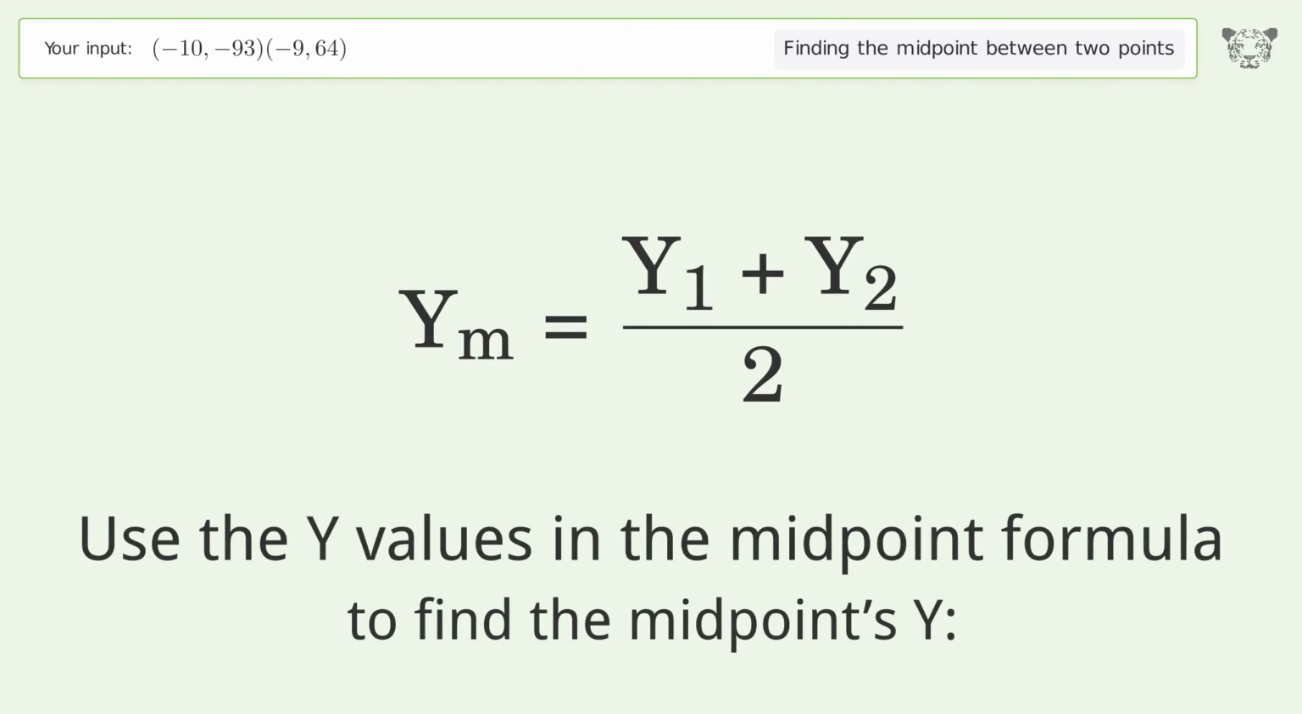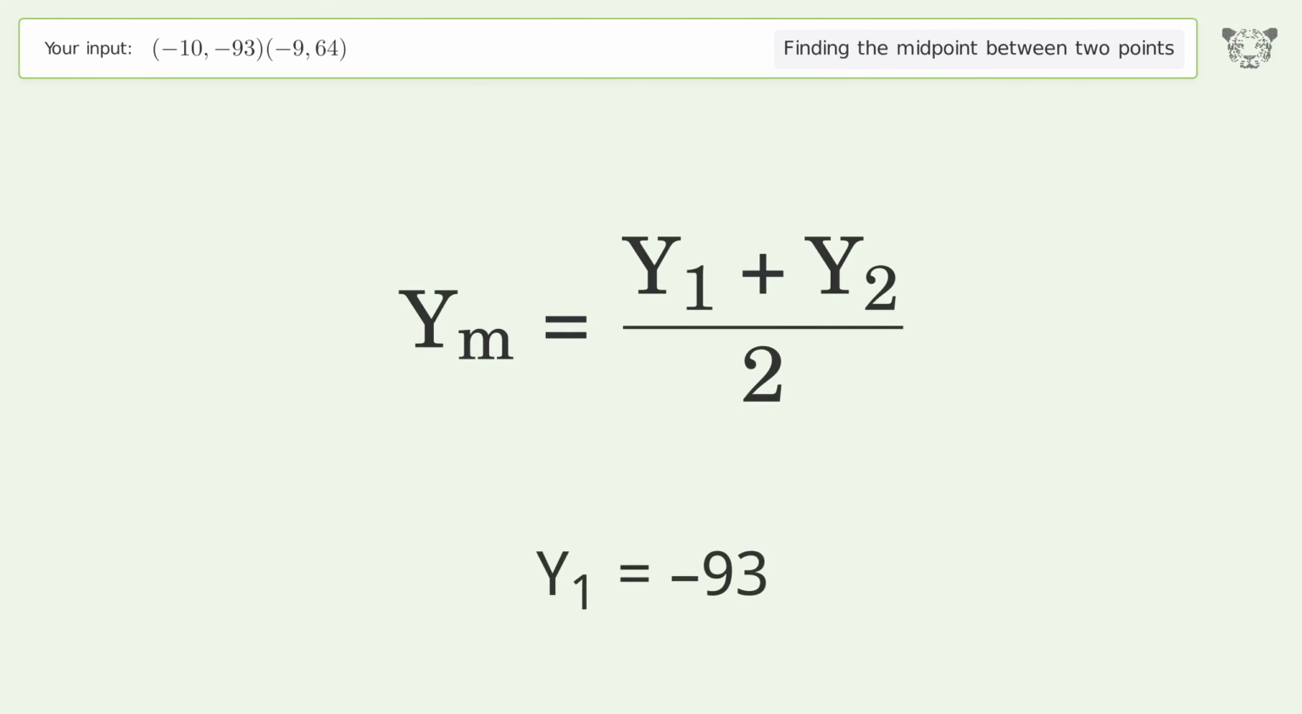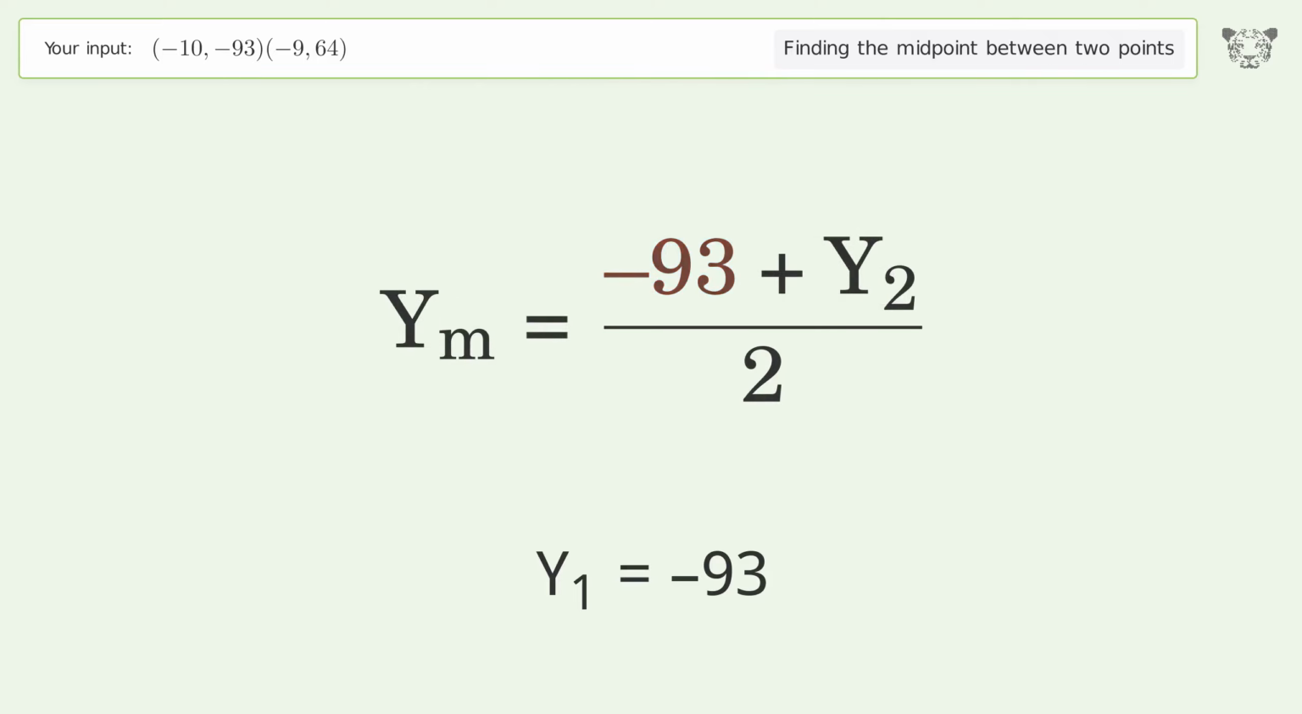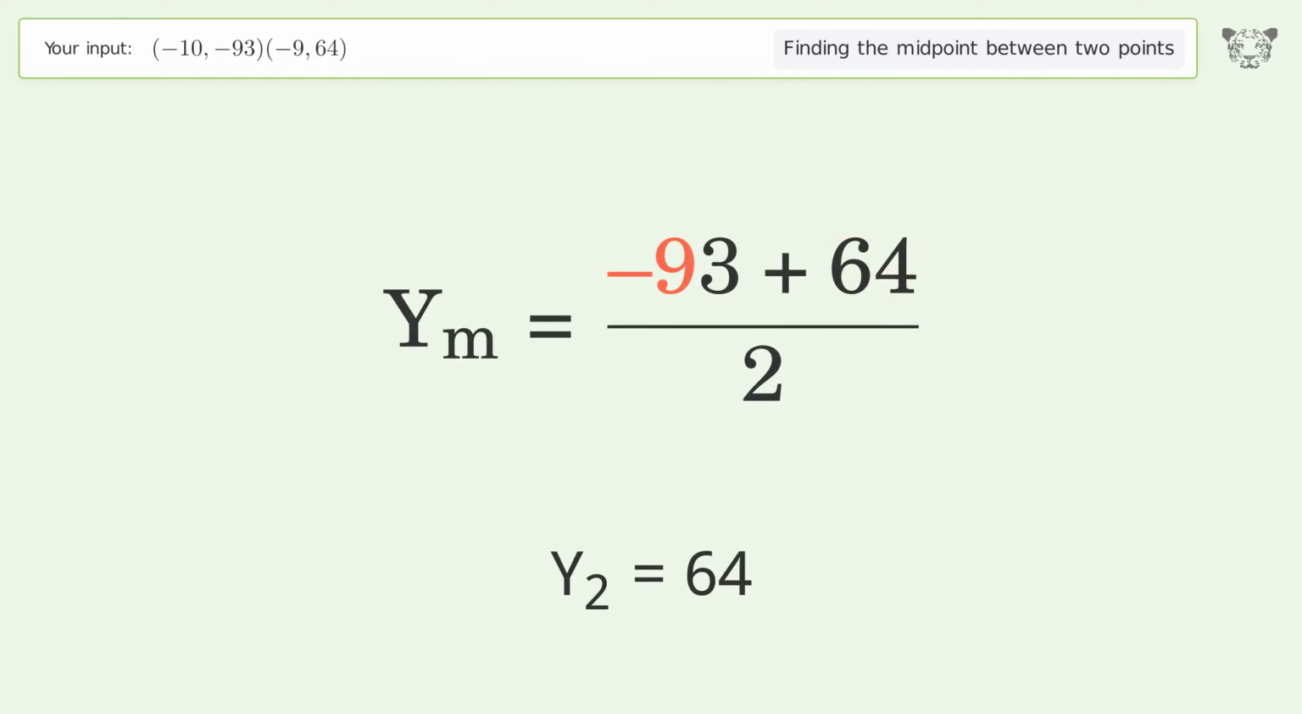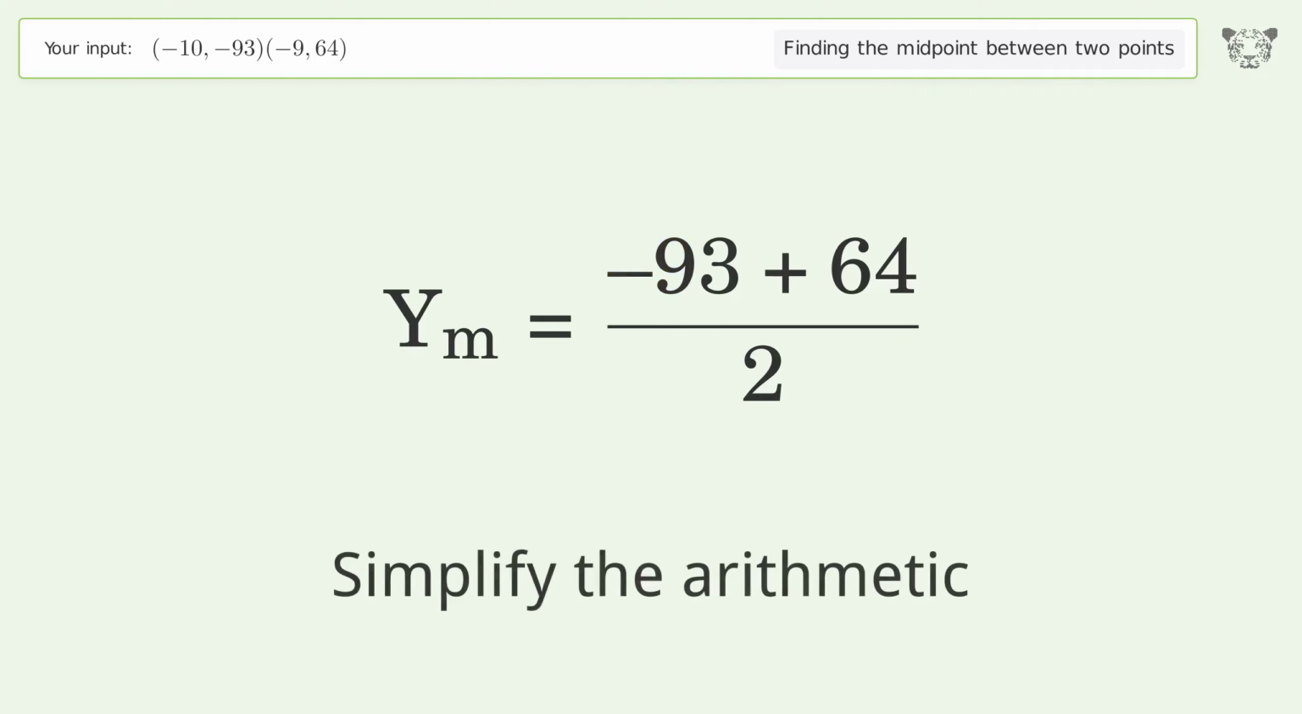Use the y values in the midpoint formula to find the midpoint's y. y1 equals -93. y2 equals 64. Simplify the arithmetic.